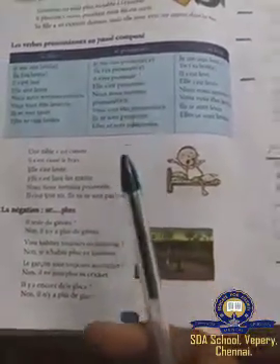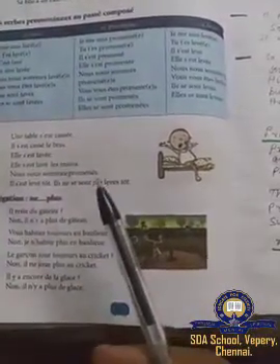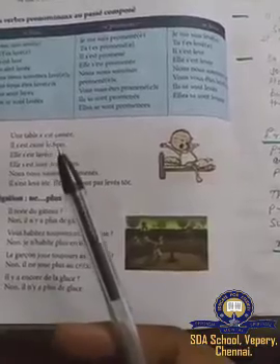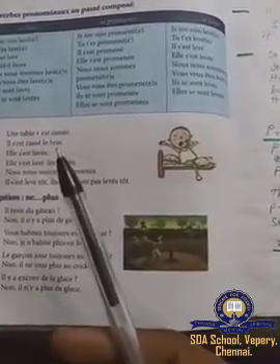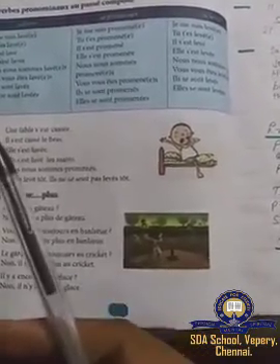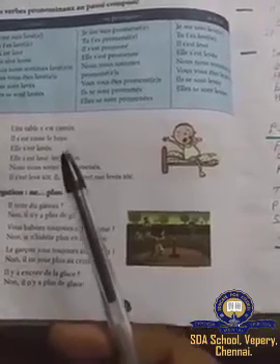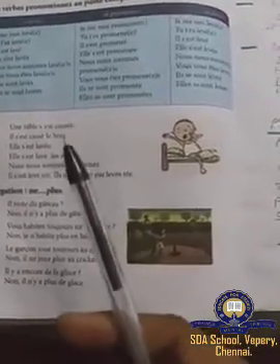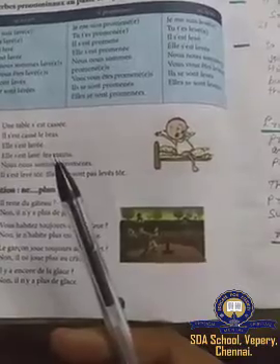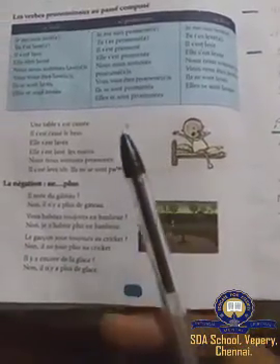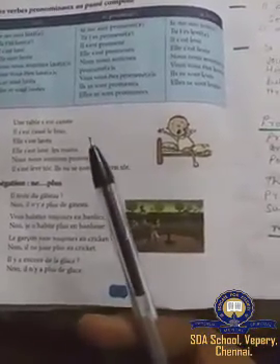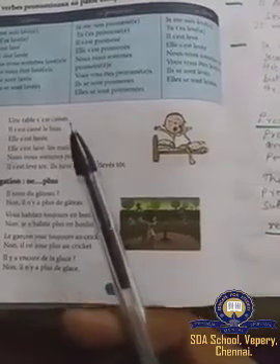Pronominal verbs in the past tense. Examples are given. Already you know that the past participle will agree with the subject if the auxiliary verb is être. Like that, examples are given. For pronominal verbs, the auxiliary verb will always be être, so there will be agreement of the past participle.